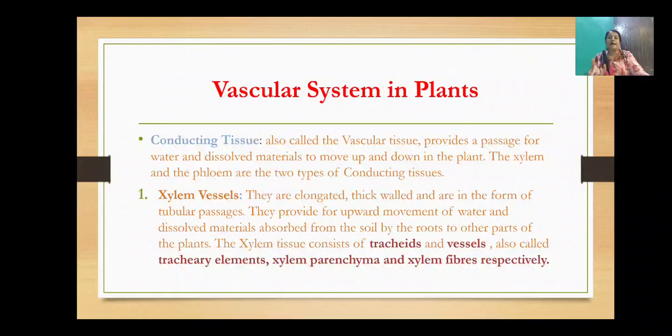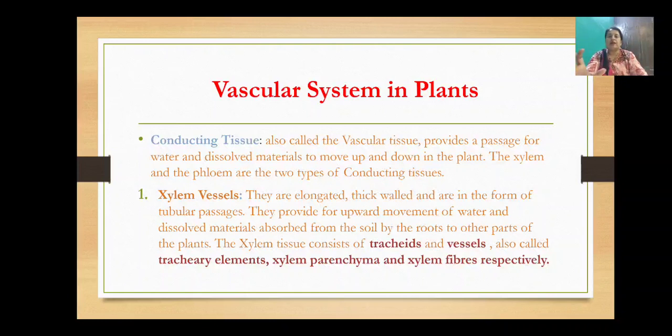They provide a passage for water and dissolved materials to move up and down in the plant. The xylem and the phloem are the two basic types of tissues found in the vascular tissue. Okay, the conducting tissue is made up of two types of tissues. One is the xylem vessels, the other is the phloem vessels. Xylem vessels, let us study. They are elongated cells. Their walls are thick and they are in the form of tubular passages.